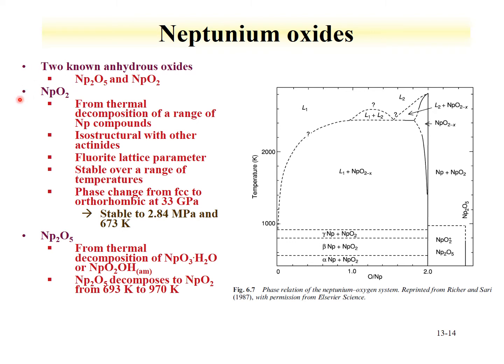This compound is stable over a range of temperatures, and the phase diagram, where we look at the phases as a function of temperature against the oxygen to neptunium ratio, is shown here. Comparing this to the uranium phase diagram, we see many fewer species. Now, Np2O5 can be formed from the thermal decomposition of neptunium-6 or neptunium-5 hydroxide. However, if you make the Np2O5, it decomposes to NpO2 between 700 and close to 1000 K.